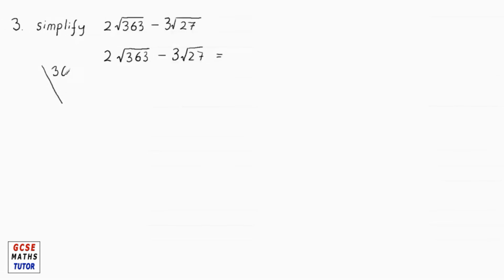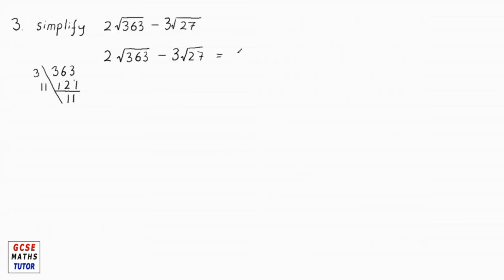Question 3. Simplify 2 root 363 minus 3 root 27. So let's make a start. 2 root 363 minus 3 root 27 equals, before we go any further, let's work out the factors for 363. 3 is the obvious factor, so 3 into 3 goes once, 3 into 6 goes twice, 3 into 3 goes once. We're left with 121. 11 into 12 goes once, 11 into 11 goes once.